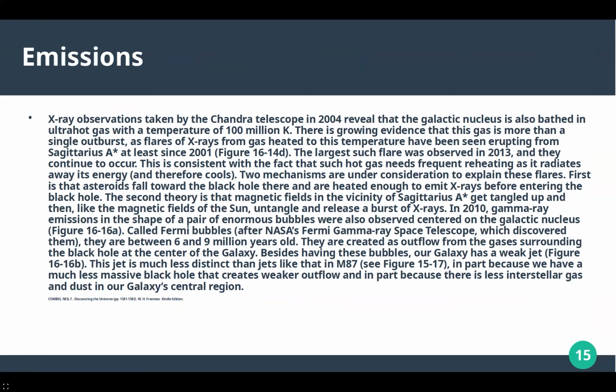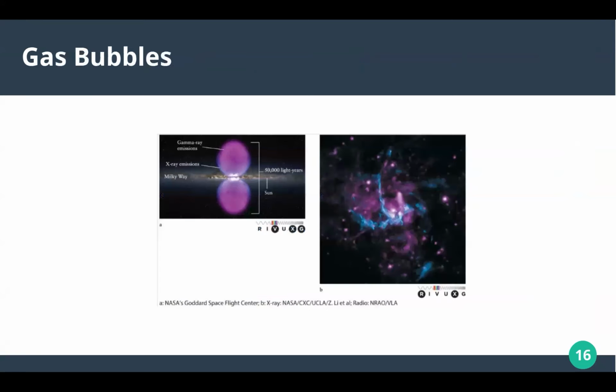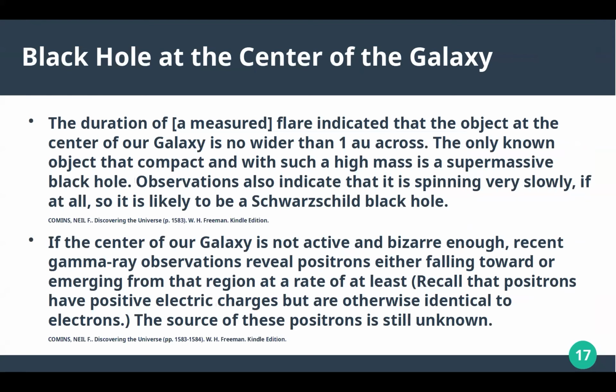Besides having these bubbles, our galaxy has a weak jet. This jet is much less distinct than jets like that in M87, in part because we have a much less massive black hole that creates weaker outflow, and in part because there is less interstellar gas and dust in our galaxy's central region. As seen here, there is a black hole at the center of the galaxy.